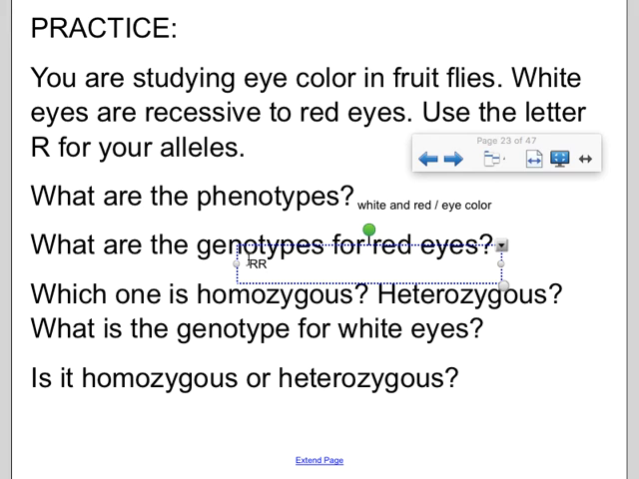Big R, big R, and big R, little R. Very good. So the genotypes for red eyes: red eyes are dominant, so big R, big R, and big R, little R. And I don't give enough space.